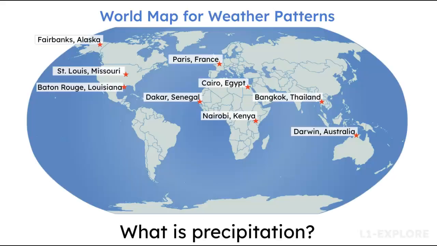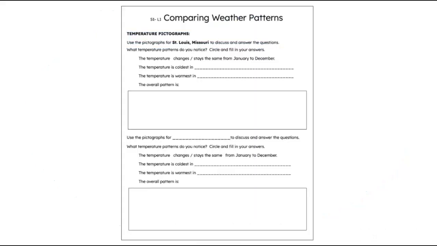You'll then provide each group with a set of weather graphs for another location on Earth. Students will use the graphs to answer the questions for their location in the Comparing Weather Patterns student journal pages.